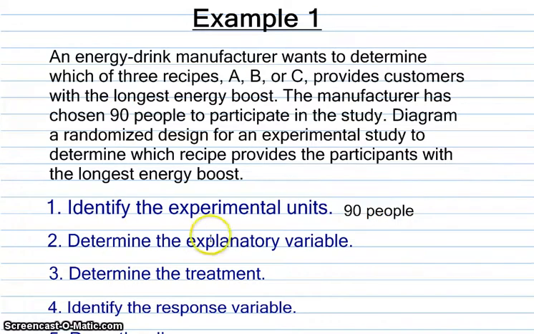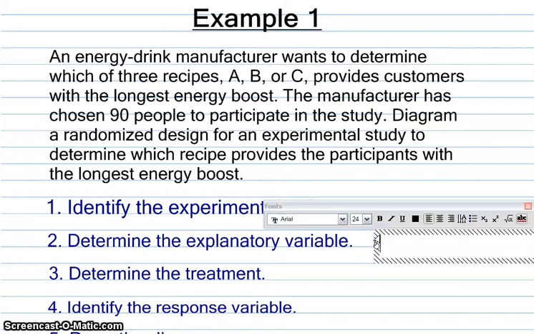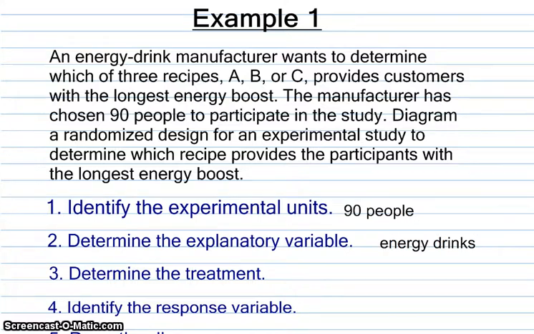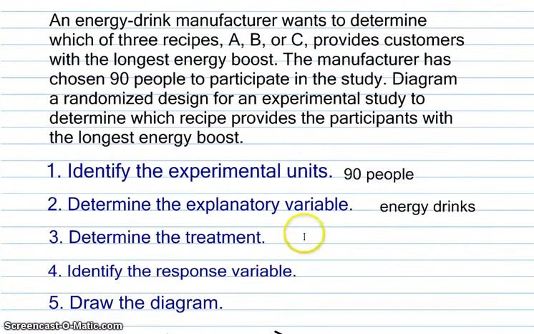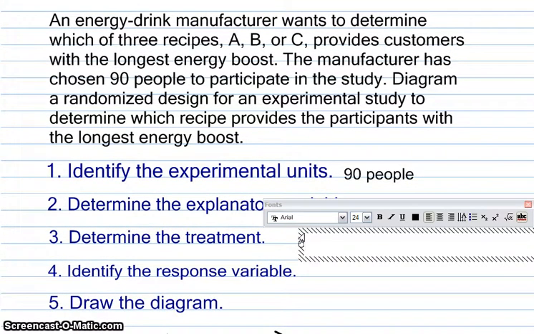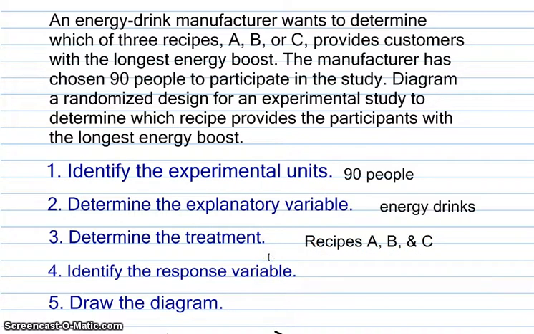Alright, our explanatory variable. Remember, that's the one that has the multiple treatments. I see 3 recipes here, but we want to know 3 recipes of what? And of course, we're talking about energy drinks, so energy drinks is our explanatory variable. Now, determine the treatment. These are the things that have the multiple things going on at once. So we have recipes A, B, and C as the treatments because there's multiple of them.